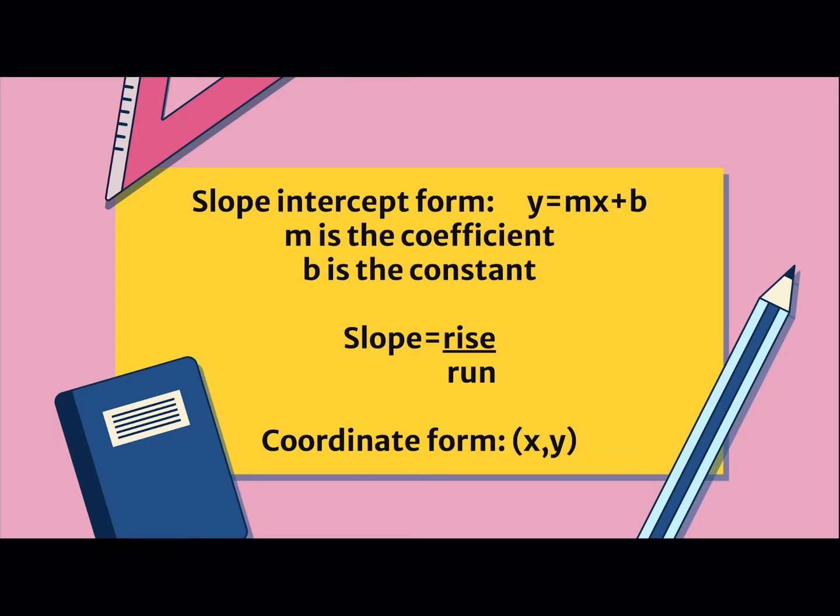Slope-intercept form is y equals mx plus b. In that equation, the m that is in front of the x is called the coefficient, and the b at the end of the equation is called the constant. You can find the slope by doing rise over run. And lastly, coordinate point form is x, y written inside of parentheses.